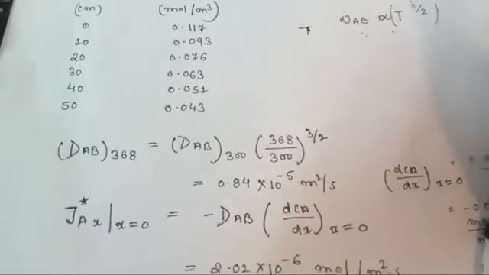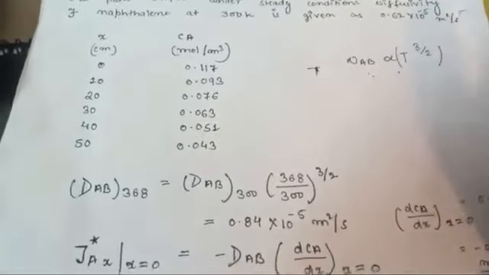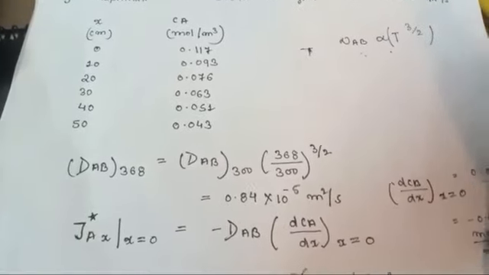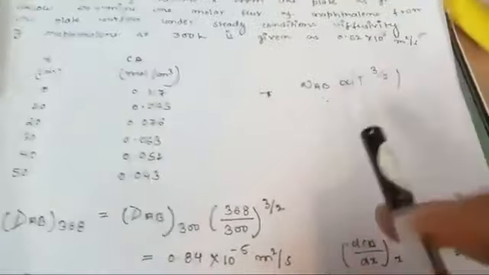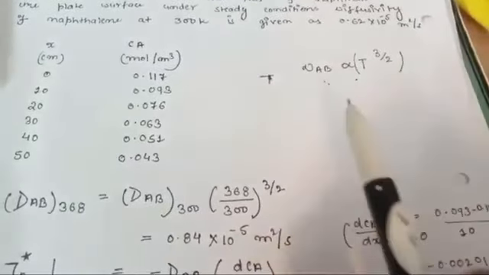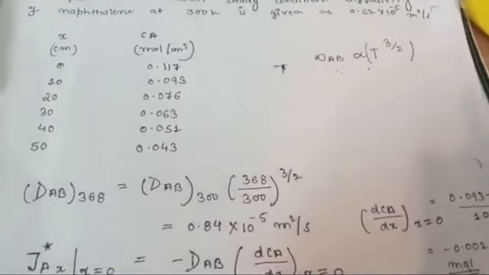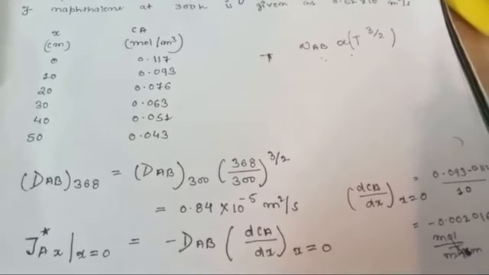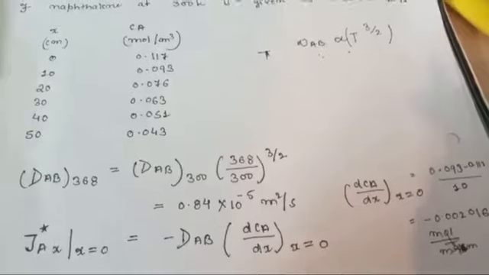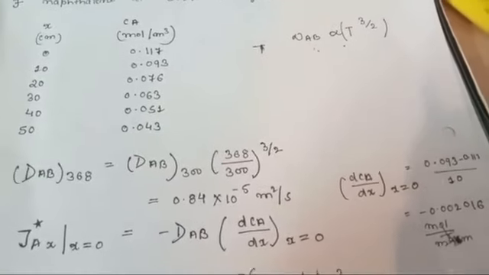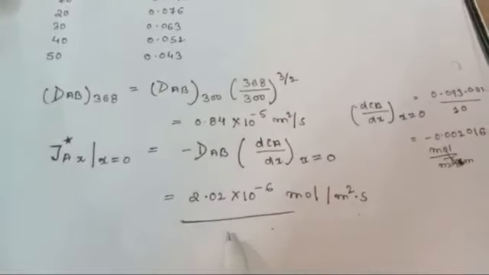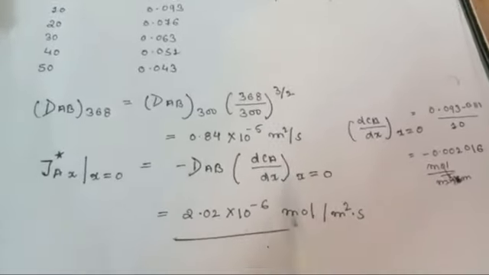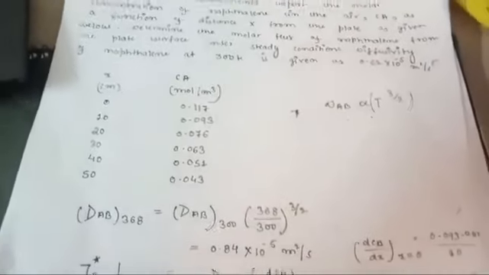So I have concluded three things. First, the diffusivity is temperature dependent and increases with temperature, calculated using the T to the power 3 by 2 relation. Second, Fick's law relates flux to the concentration gradient, showing how naphthalene evaporates into air. And third, the molar flux at the plate surface is 2.02 into 10 to the power minus 6 mole per meter square second, which has been asked in the question. So this was the problem that we have solved.